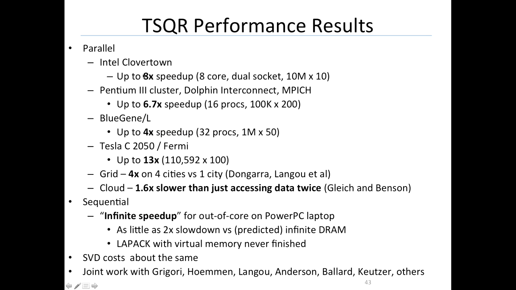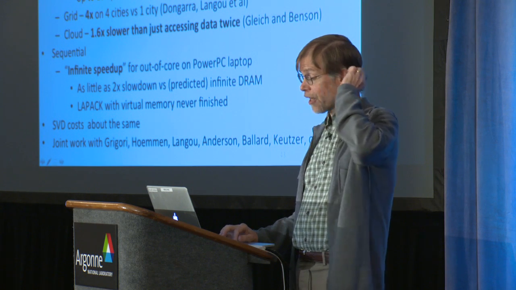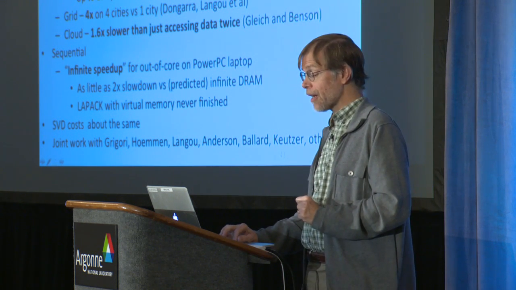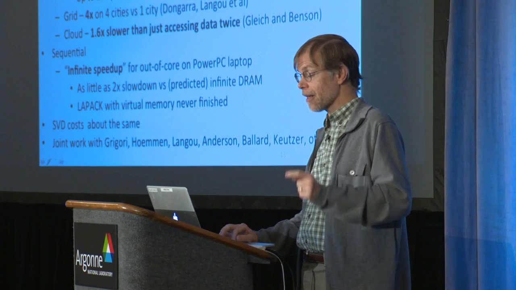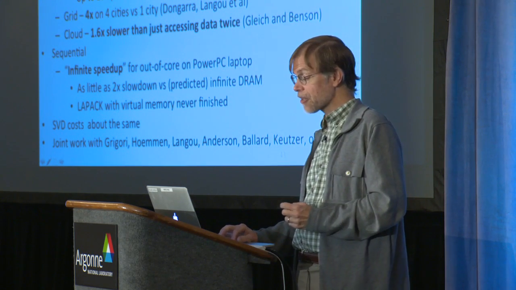So on an Intel Clovertown, on a very, very tall, skinny matrix, there was an 8x speedup compared to doing it the other way. This was a Pentium 3 cluster, so with an old interconnect, that was a 6.7x speedup. 4x speedup on a Blue Gene. This was doing it on an NVIDIA GPU called Tesla. That was a 13x speedup.